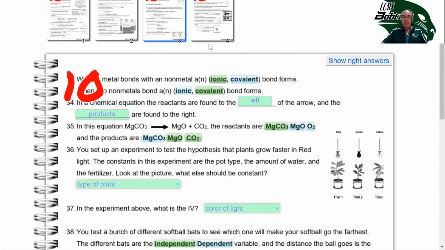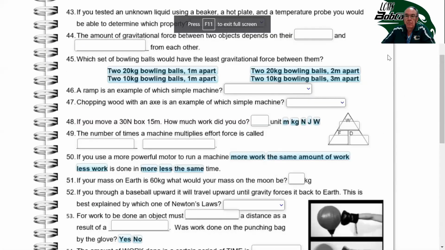Okay, now let's take a look at page 4. Okay, so this is page 4. This is the last page of the study guide.